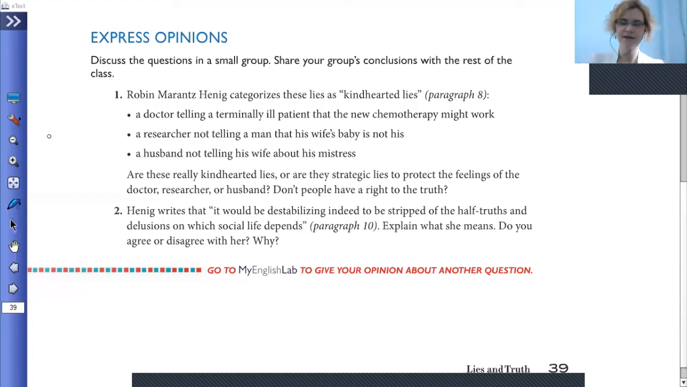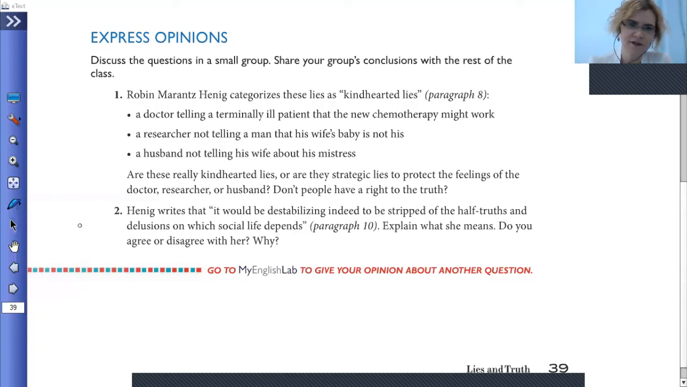Yeah, thank you very much. That's good. People have the right to know the truth, because then they can also make better decisions on what to do, right? Like if a doctor is not honest to a patient, then how could they make a good decision, right?